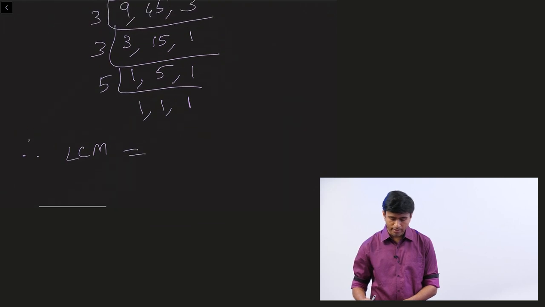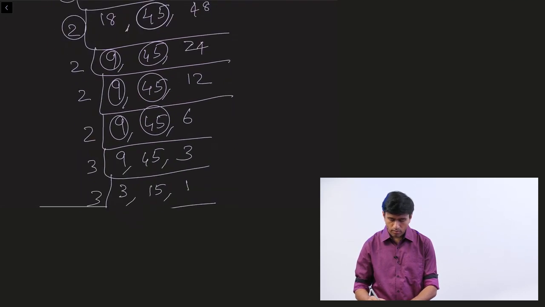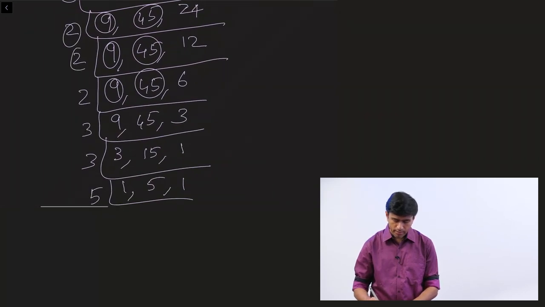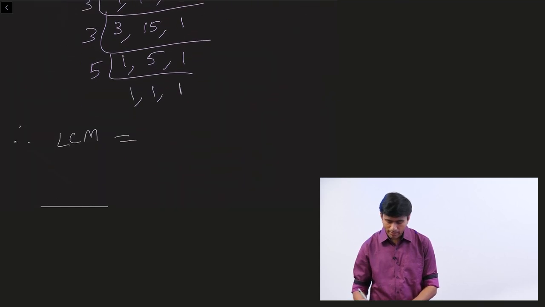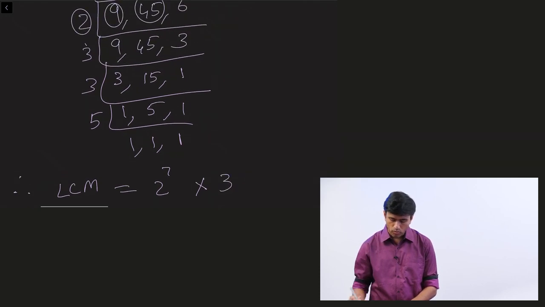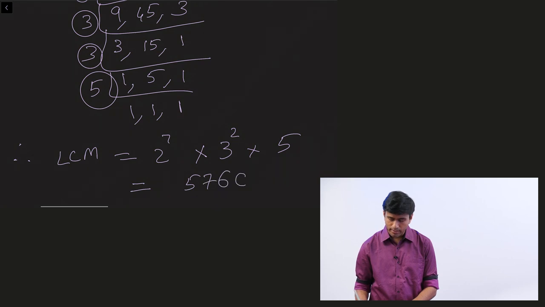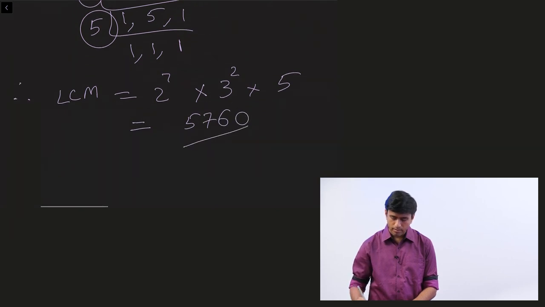how many 2's are there? Let's see. 1, 2, 3, 4, 5, 6, 7. So we write it as 2 to the power of 7 into how many 3's? 1, 2. 3 to the power of 2 into 5. That is 5760. So using method 1 we got 5760.